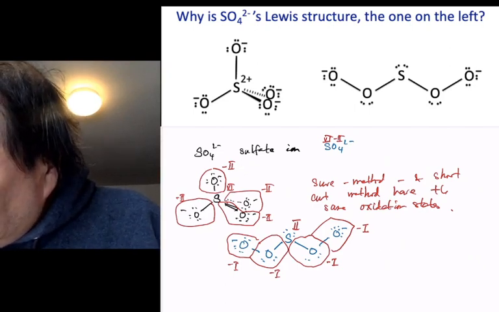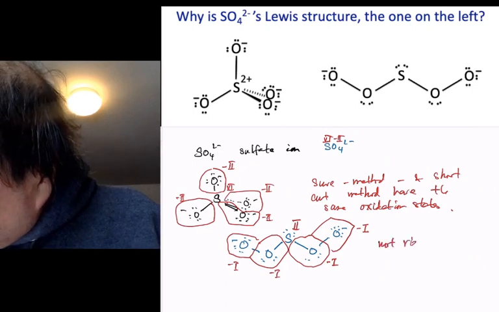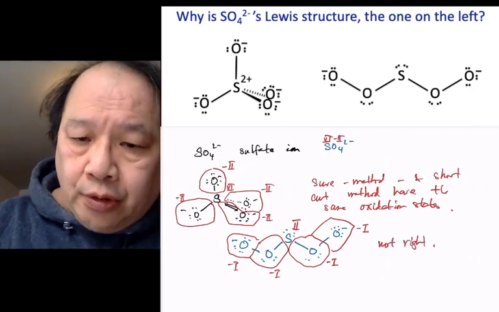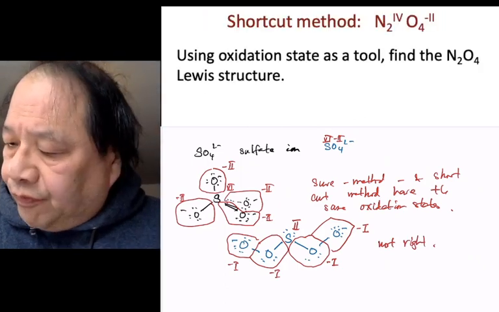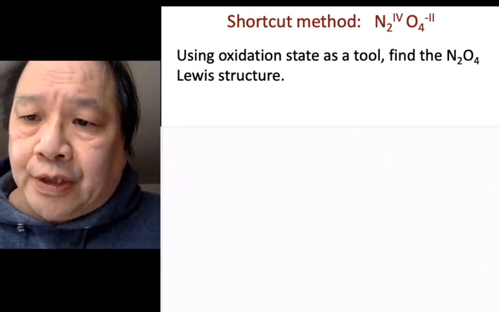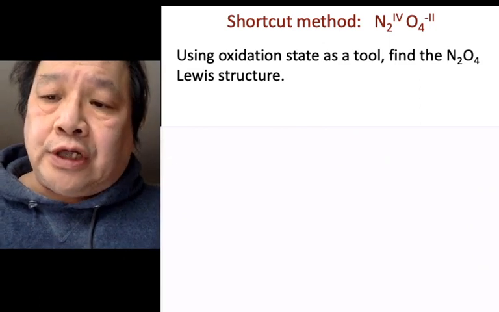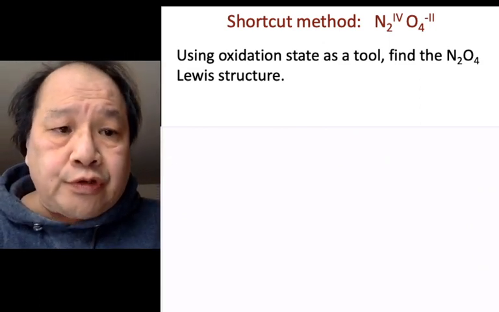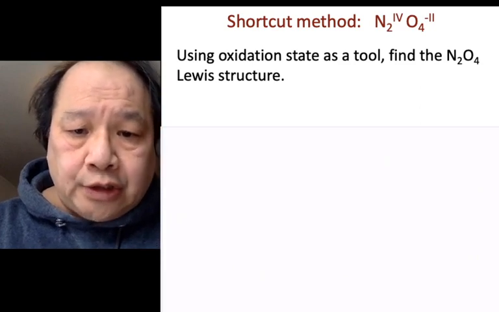So, knowing oxidation states is actually a powerful tool in finding the right Lewis structure. I leave as a problem for you: we figured out by the shortcut method that N2O4 should have nitrogen in the +4 oxidation state. We can use this to find the Lewis structure for N2O4. And I leave that as an exercise to you.